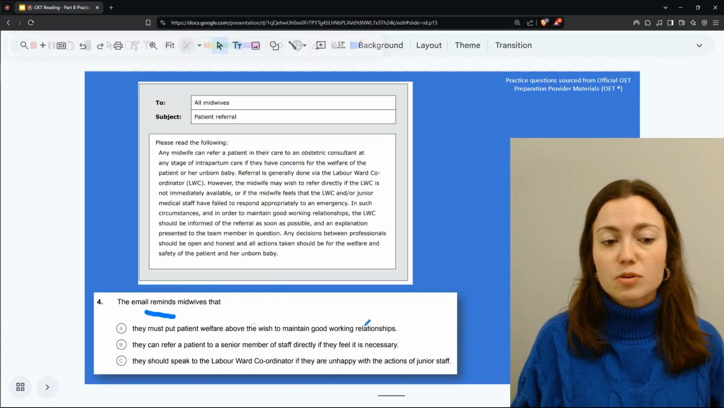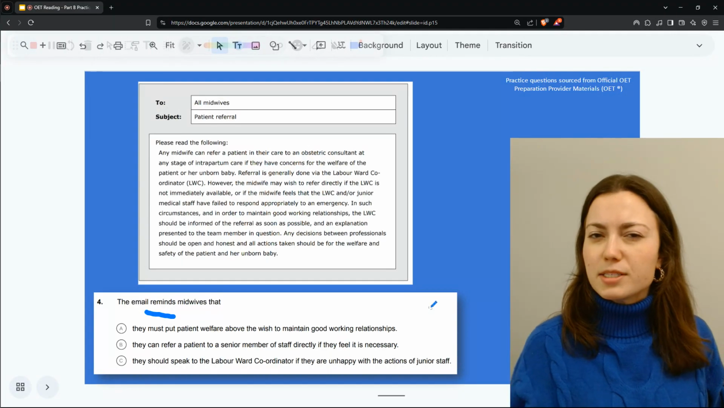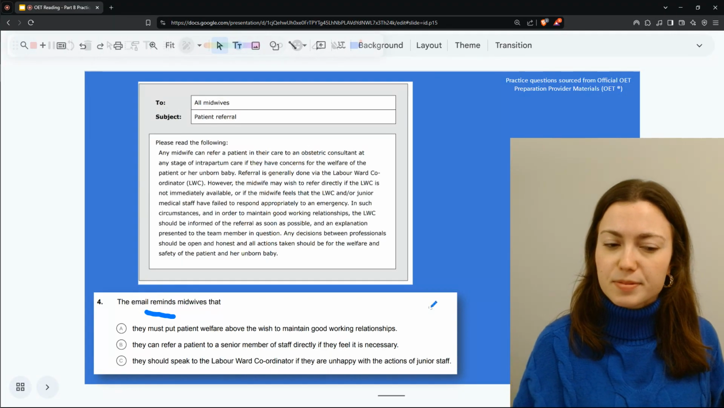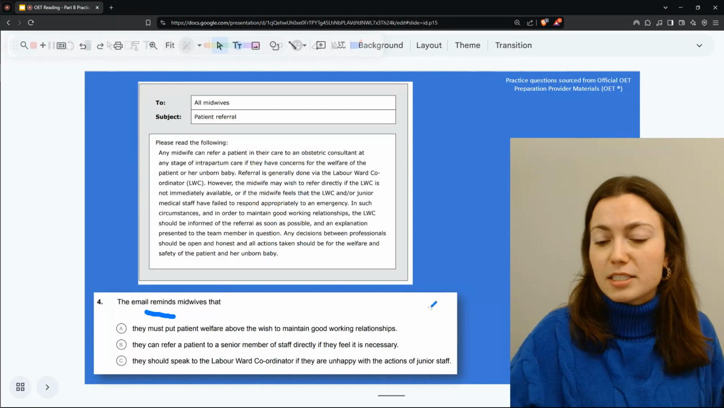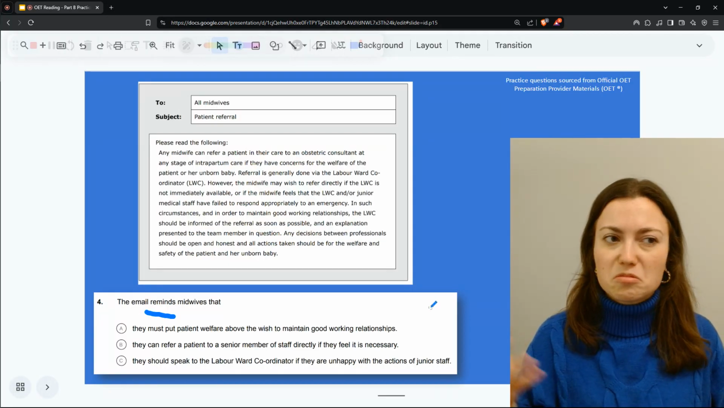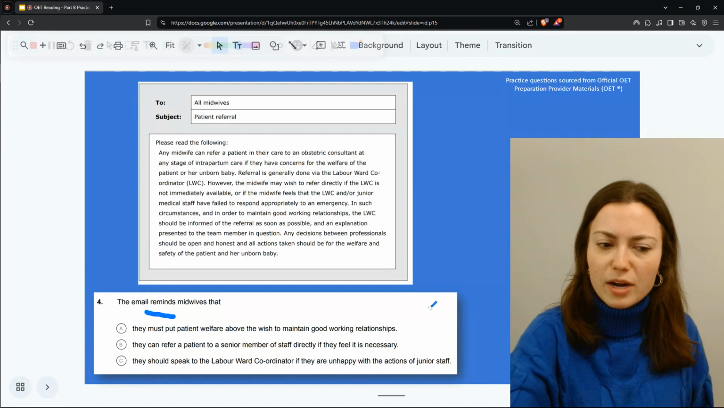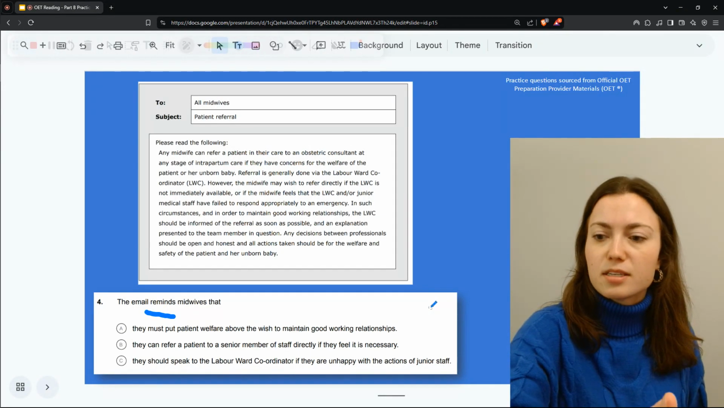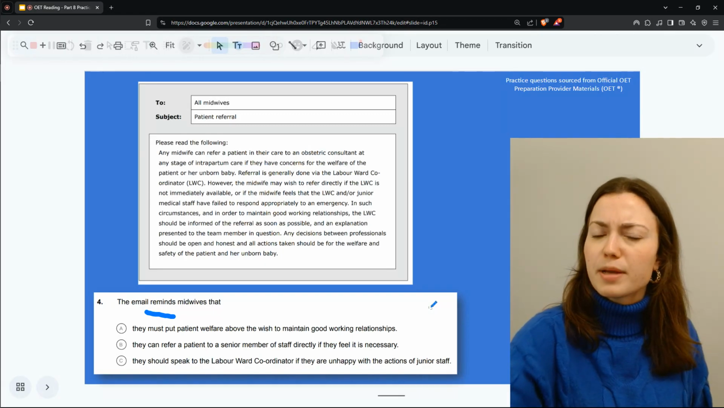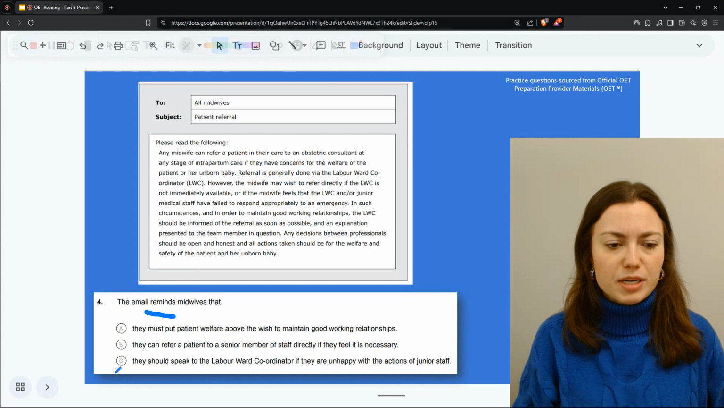So we've seen this word reminds in our previous questions, but just note it's not always used in the same way. Sometimes it's hinting at certain aspects over others. Sometimes it's differentiating between new and old information. So we do have to be aware that the verb is a familiar verb we've seen, but it may not be used in that same context. So here are our 3 options.